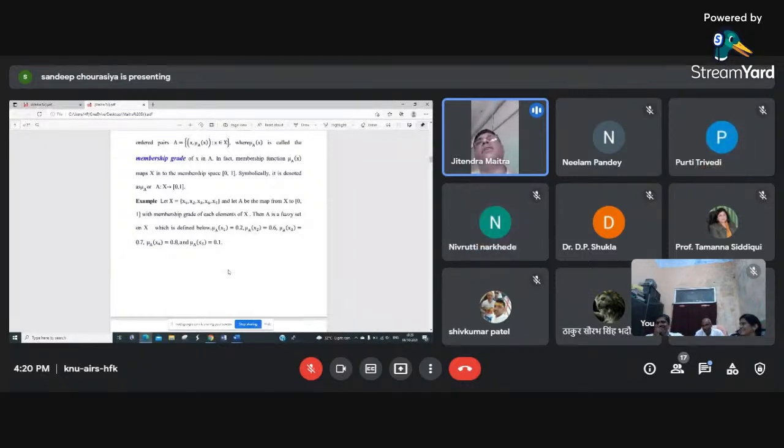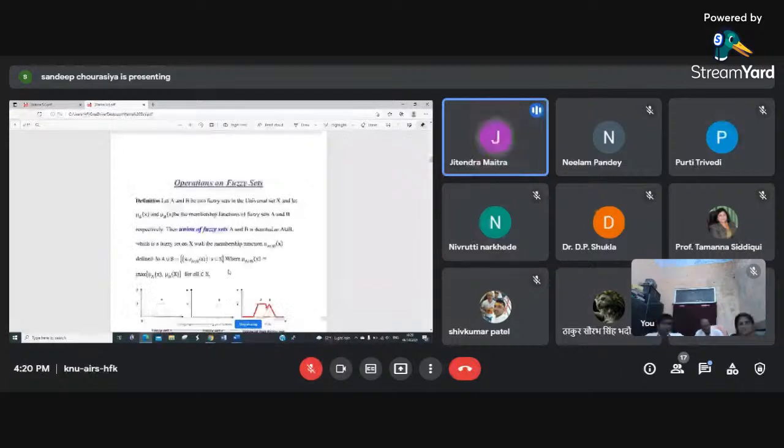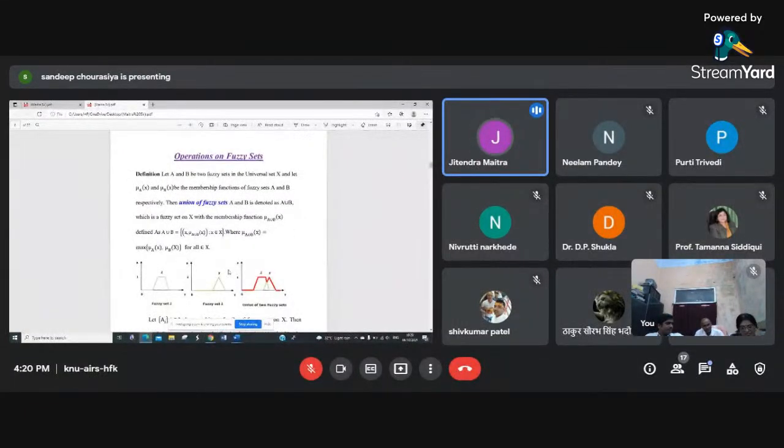Now, defining fuzzy set, we have generalized the concept. We have taken the characteristic function, then we have generalized the characteristic function. In the characteristic function, the range takes only the values 0 and 1, but in the membership function, the range takes values from 0 to 1. So in the membership function, we have generalized the characteristic function, and therefore fuzzy set is a generalization of the crisp set.